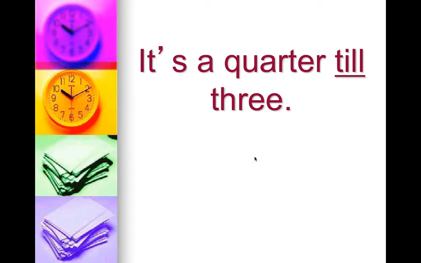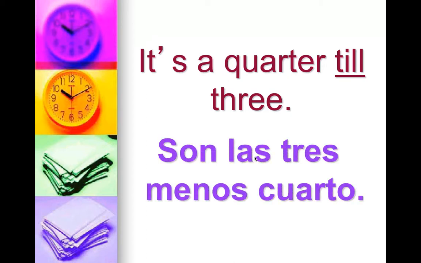It's a quarter until 3 o'clock. ¿Cómo se dice en español? Muy bien, son las 3:45. So you can still use that phrase cuarto for quarter, but instead of being a quarter into the hour or 3:15, we're saying it's a quarter until 3 or 2:45 or 15 minutes until 3. So instead of saying y, you would use that word menos.